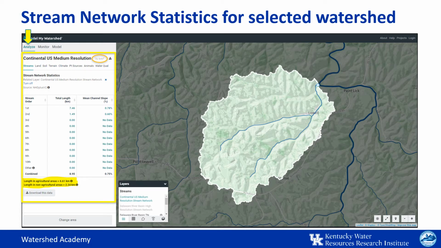We want to draw your attention to the three tabs on the left side that say Analyze, Monitor, and Model. They correspond to the three functions of the program we've already mentioned. We will focus on the Analyze function. The first tab lists the stream network statistics, including the stream order lengths and the mean channel slopes. It also includes stream lengths in agricultural and non-agricultural areas, as summarized in the highlighted area at the bottom. Also note that the overall watershed area is shown at the top of the display. This particular watershed is 16 square kilometers.